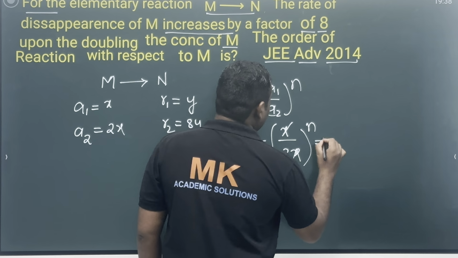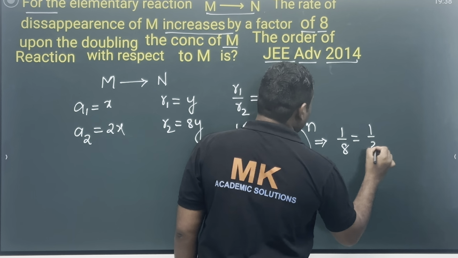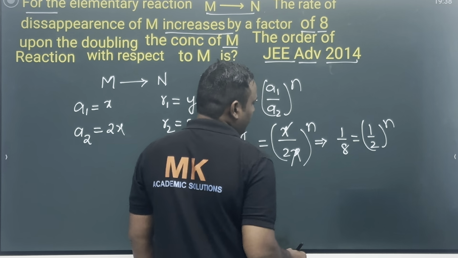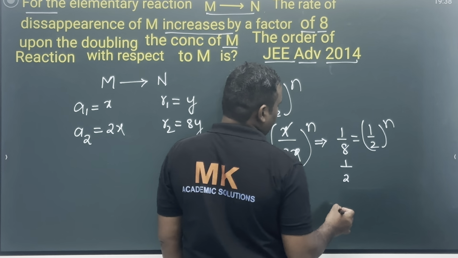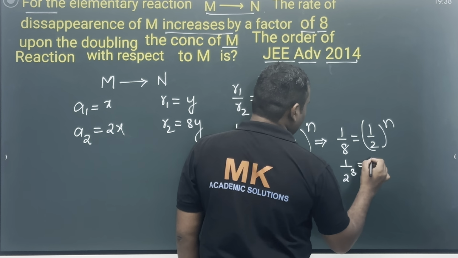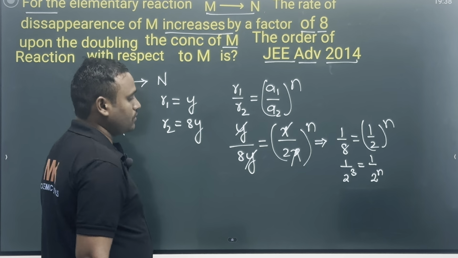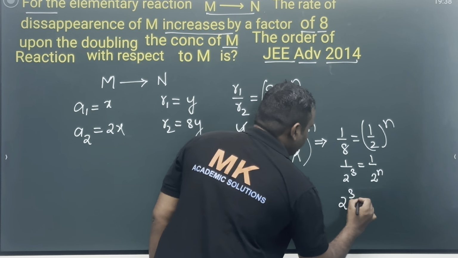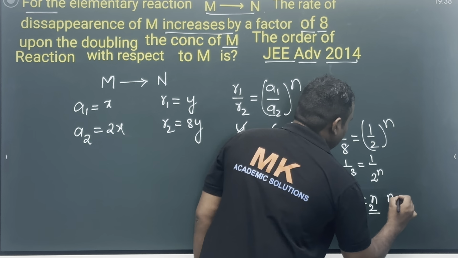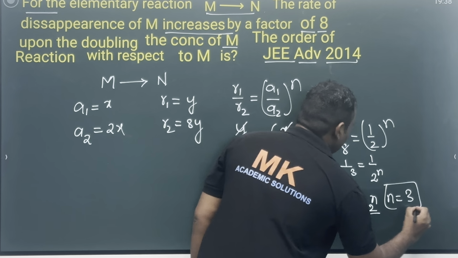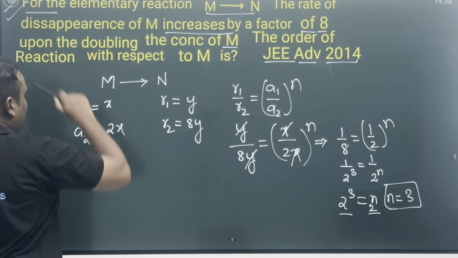So what you get here is 1 by 8 equal to 1 by 2 whole power n. Here 1 by 8, how can I write it? 1 by 2 cube, and that is equal to 1 by 2 power n. So 1 power n is 1 only. So we can write this as 2 cube is equal to 2 power n. Therefore, if the bases are same, the powers are equal. Therefore, order is equal to 3. So n is equal to 3. So the order of the reaction is 3. So it is a very easy question they have given.